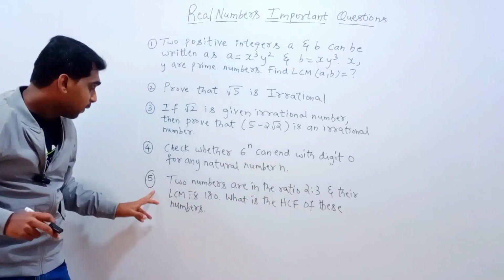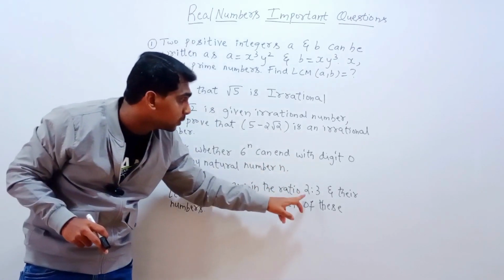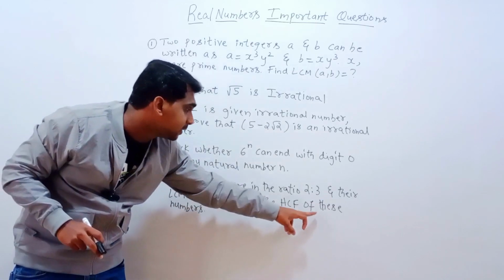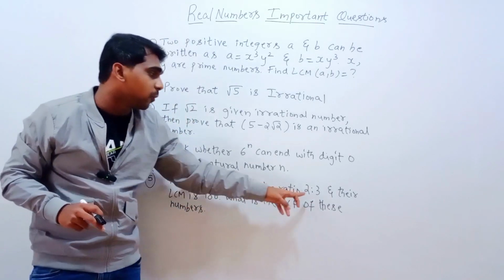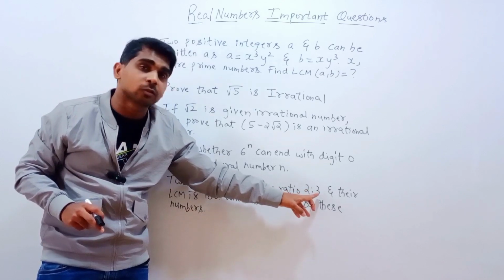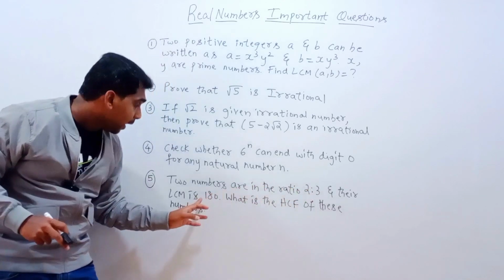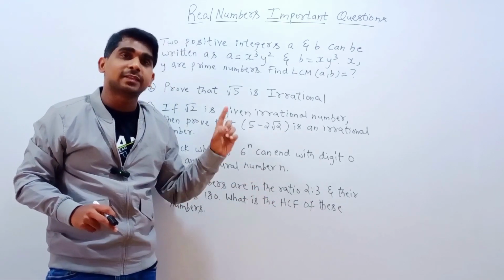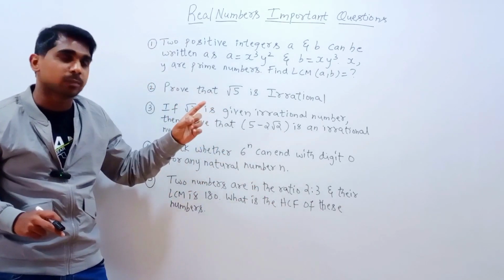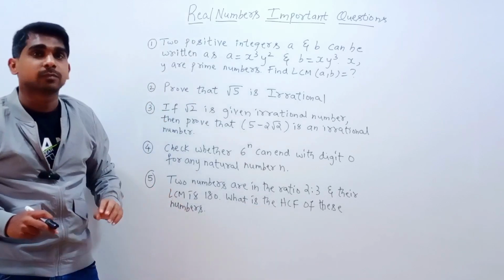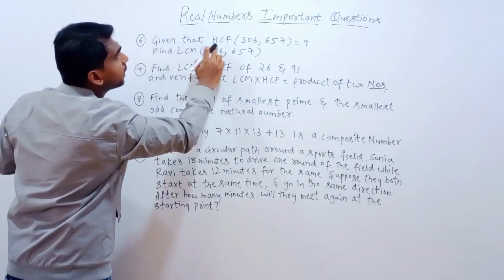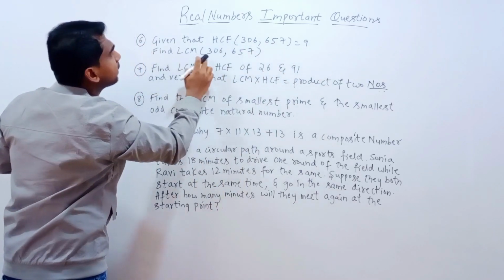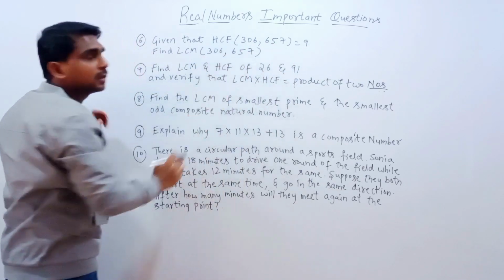Okay? Now, fifth question. Two numbers are in the ratio 2:3 and their LCM is 180. What is the HCF of these numbers? Here they have given that two numbers are in the ratio 2:3. They have given the LCM also. From this we can use the formula LCM × HCF = product of two numbers and find the HCF.